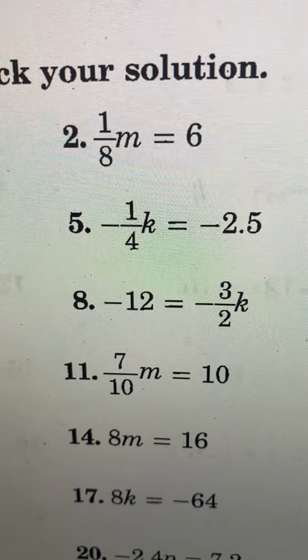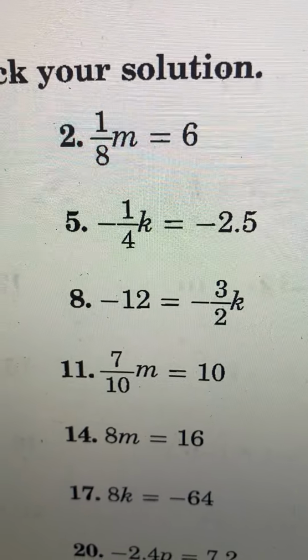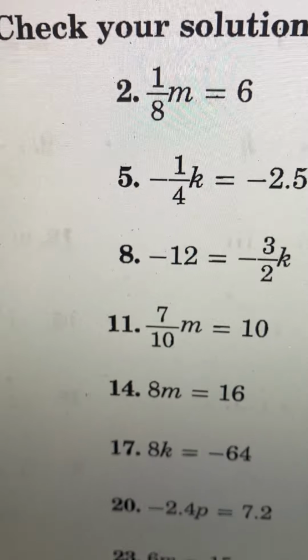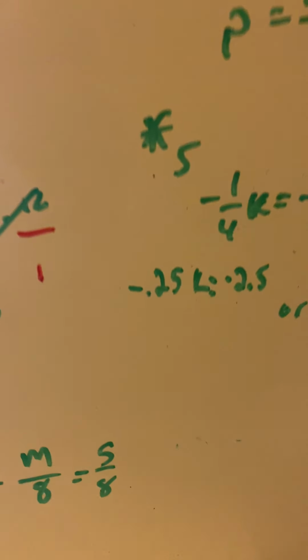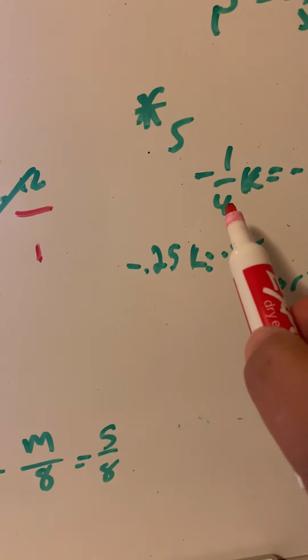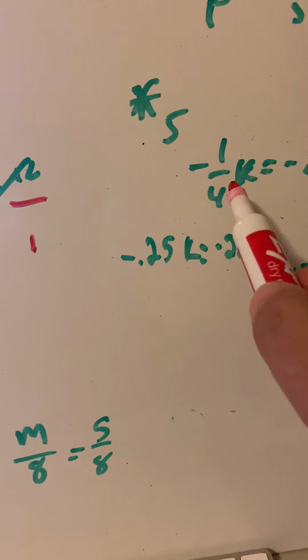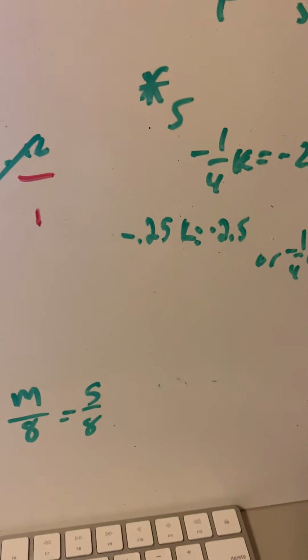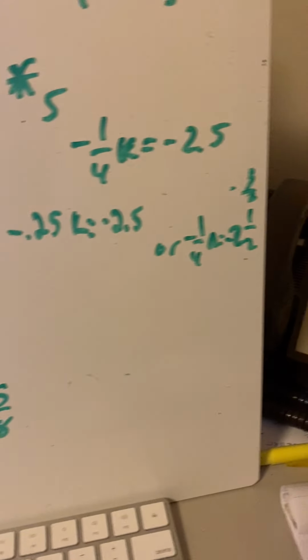The reason I like number 5 is it throws a monkey wrench at people that, oh, it's a fraction and a decimal in the same problem. You could do one of two things. I very sloppily wrote, you could convert -1/4 into -0.25, and work out the decimal problem. You just divide by -0.25.